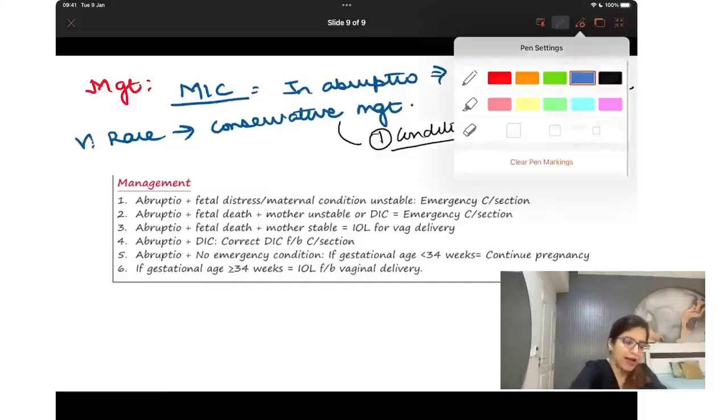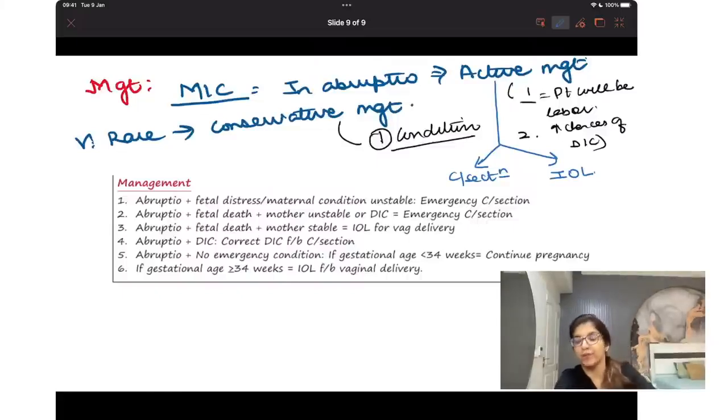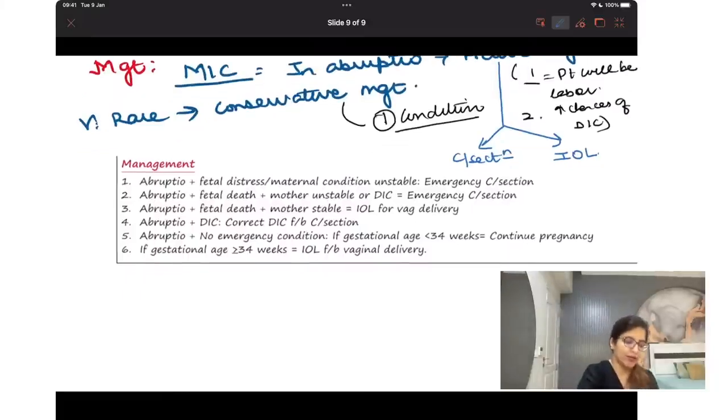In abruptio, active management का मतलब है either cesarean section या induction of labor. You can do vaginal delivery, you can go for cesarean section, depending upon the question which is given to you. Right? So, abruptio में you may go for vaginal delivery, you may go for cesarean section. Abruptio में every time we go for active management, that means या तो हम question का answer cesarean देंगे या हम question का answer induction of labor देंगे, except in one condition. Right? So, let us see over here.